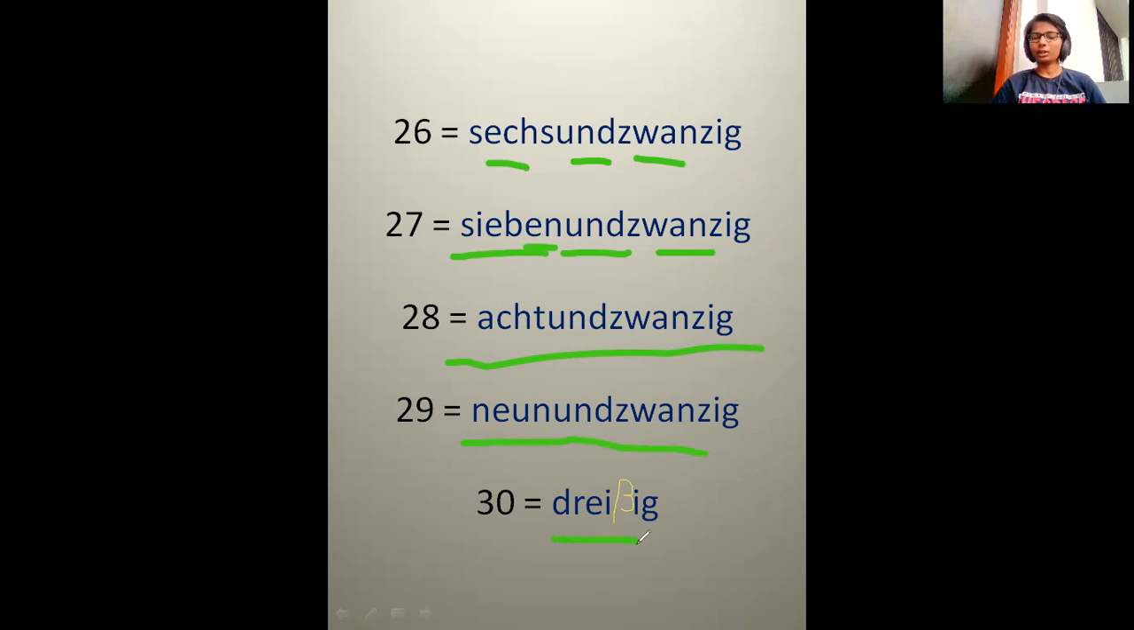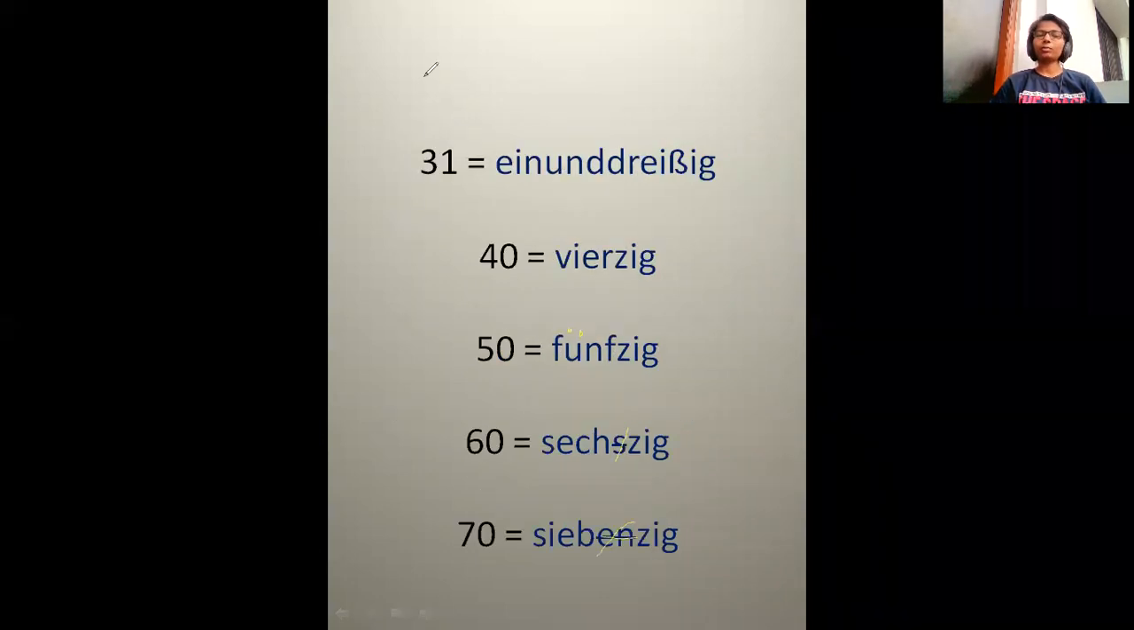Then 30 is dreißig. Remember that in 20 we have zig at the end, but in 30 we have the ligature ß and ig. So 30. Then 31 to 39 are formed the same way, like 26, 27, 28, 29, and then comes 30. 31, 32, 33, 34, 35, 36, 37, 38, 39, and then 40. 40 is called vierzig.